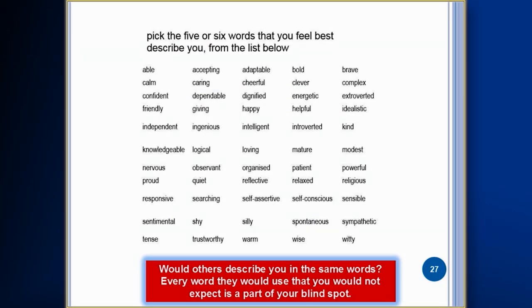So look at this list, and this list is actually in your handout. And pick 5 or 6 words that you feel best describe you. Just do it real quick. You can circle them if you want or not there.